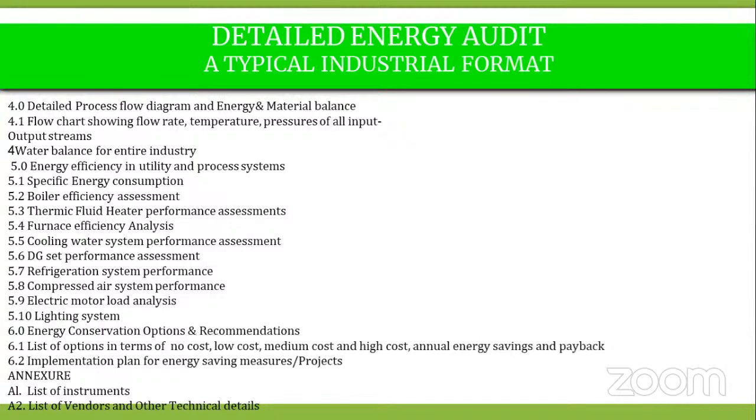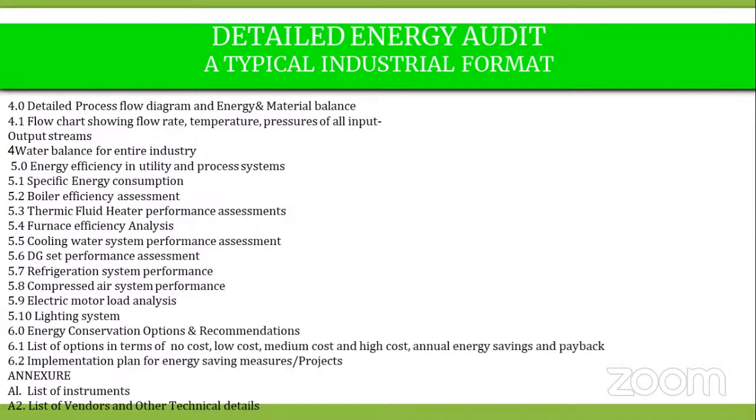Detailed process flow diagram and energy material balance. Flow chart showing flow rate, temperature, and pressures of all input and output streams. Water balance for the entire industry needs to be taken. That means, for example, seawater is pumped in for cooling purposes alone, and raw water is prepared for other areas. What is the source of raw water, how much is utilized daily, what is the purity, where does it flow, and what capacity is stored in case of scarcity? What is the alternative that needs to be done? All such parameters need to be listed out.